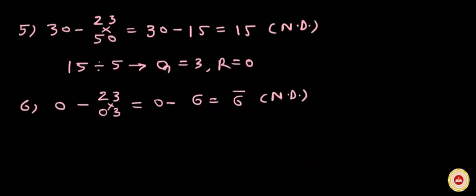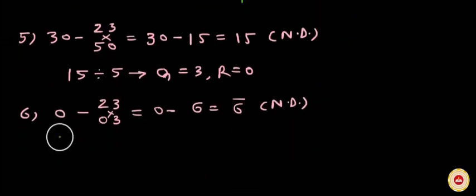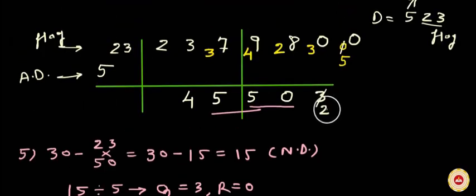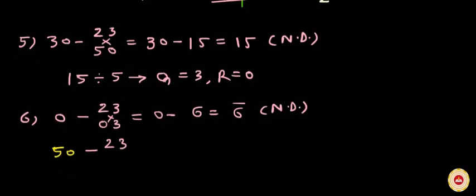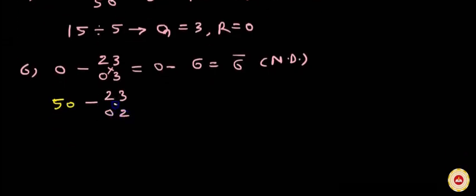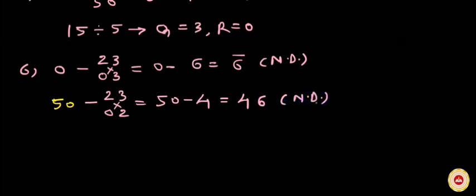Okay, what is gross dividend? 50. 50 minus cross product of flag digits and last two quotient digits. Now here is 2, okay, not 3. 0 2. Calculate the cross product. 50 minus 2 2s are 4, 0 3 0, 2 2s are 4. 50 minus 4, 46. This 46 is net dividend and it is positive.